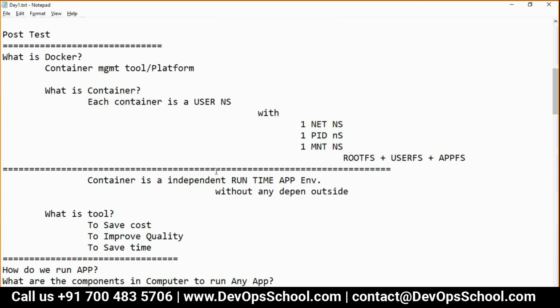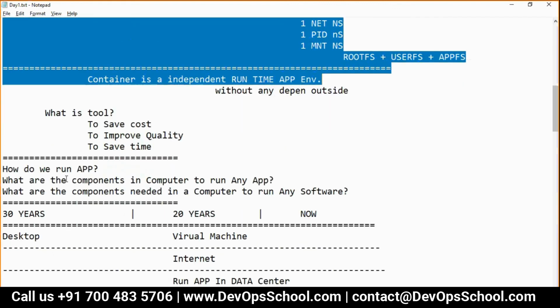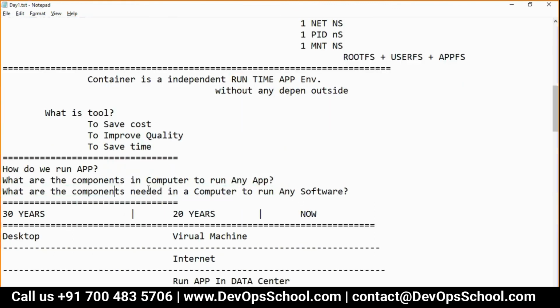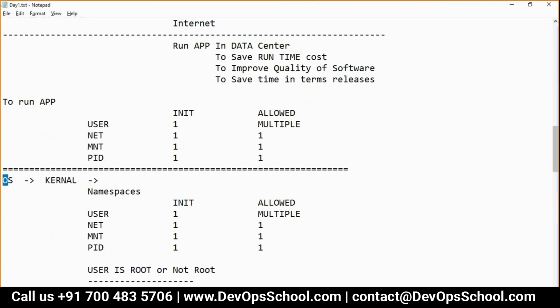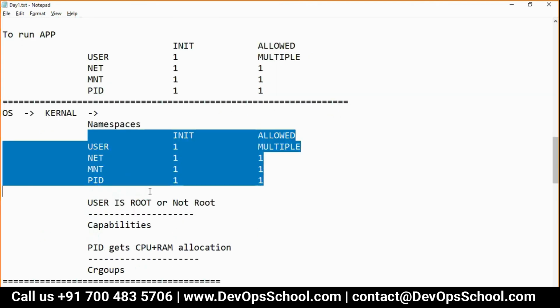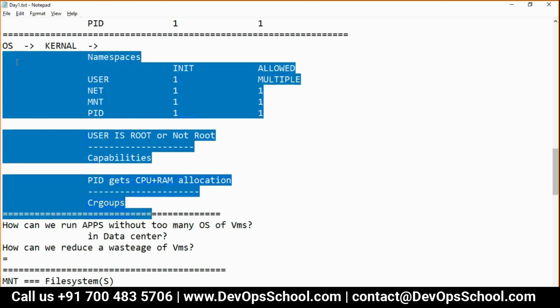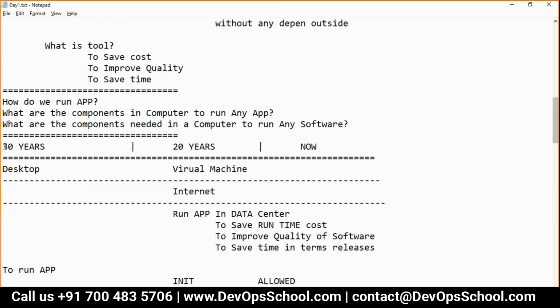Okay. So guys, let's recap one more time here. If you really want to understand containers, you need to get into this question: what are the components needed in a computer to run any software? And we got to know, in order to run any application, you need an operating system, then inside it a kernel, then namespaces, and these capabilities and C groups. Now we understand that we are migrating from the desktop to virtual machine, and now to a container. But the question remains the same: what is a container? The objective in a data center is to run apps, but cheaper, faster, and better. So we have migrated from virtual machine to container. In the virtual machine, we had a disadvantage.